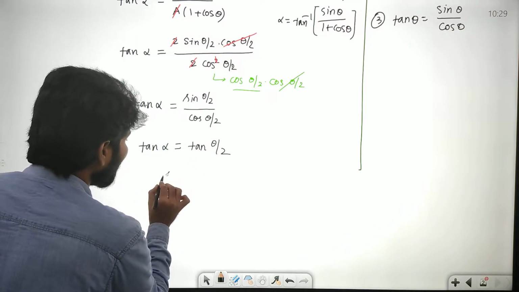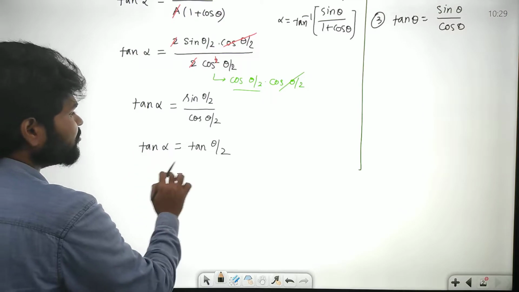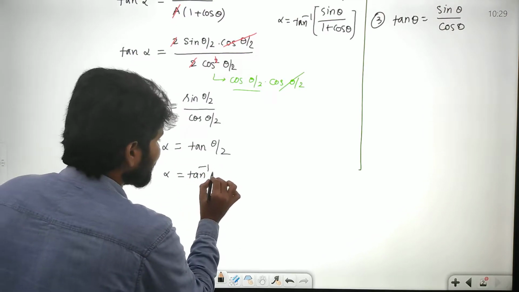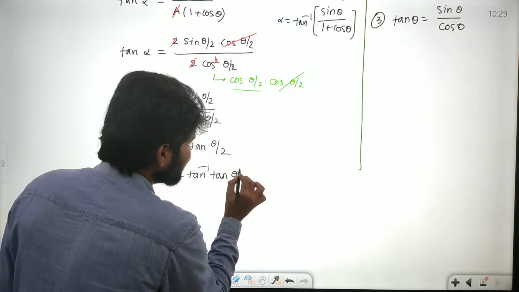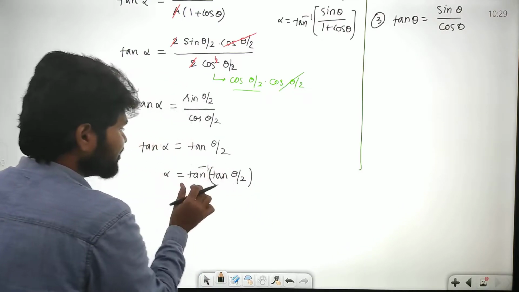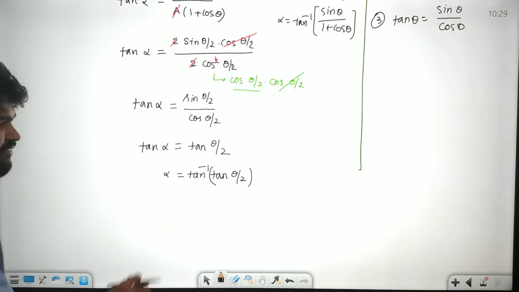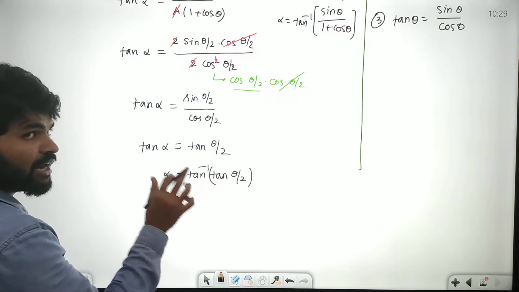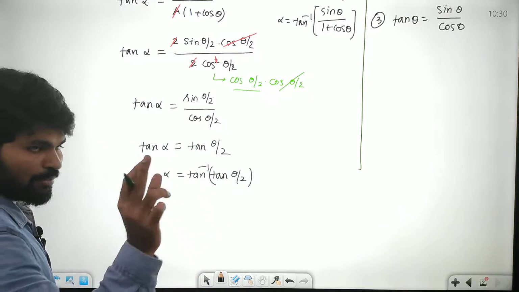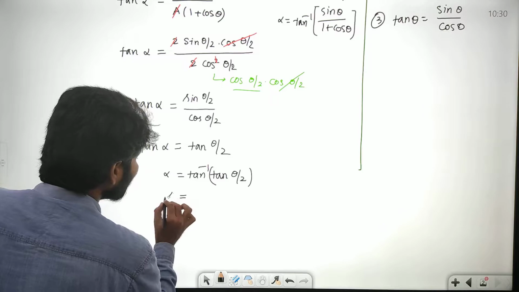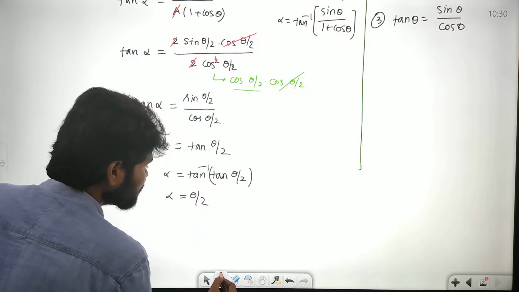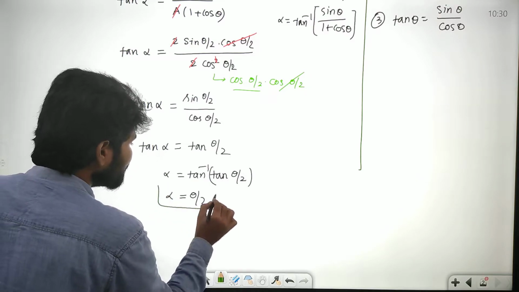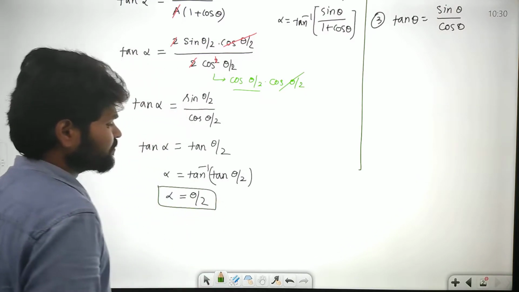So you can write alpha. If the tan goes like this, it transforms into tan inverse of tan theta by 2. The tan inverse and tan will not cancel, but these two terms will become 1. So alpha we get as theta by 2. This is the brilliant answer, the perfect answer.